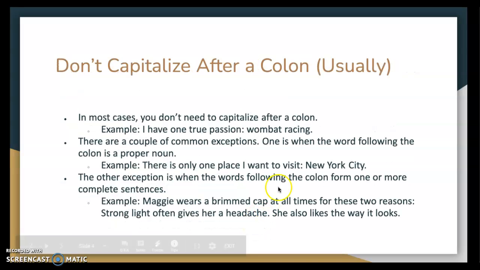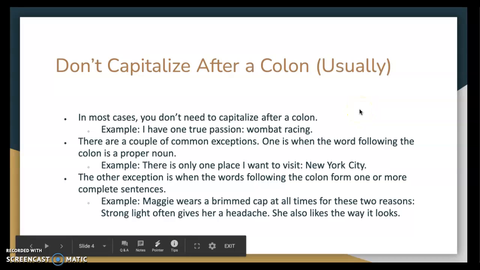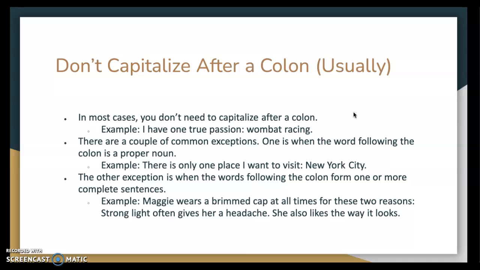Don't capitalize after a colon usually. In most cases, you don't need to capitalize after a colon. Example: I have one true passion: wombat racing. That you don't need to capitalize. There are a couple of exceptions. One is when the word following the colon is a proper noun. Example: There's only one place I want to visit: New York City. That obviously gets capitalized because that is a proper noun.